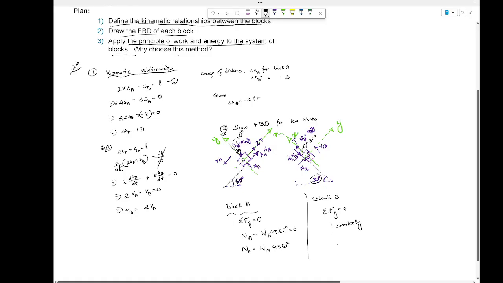Similarly, NB is equal to WB cos of 60 or 30? 30. Thank you. Can you find these values, NA and NB? Should be.